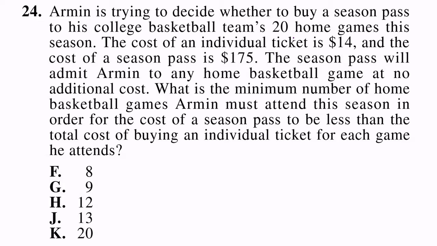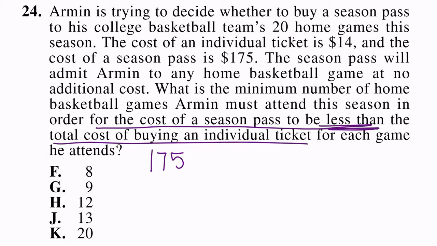In this one, we know that the season pass will cost $175. And we want to know how many games he must attend for the cost of a season pass to be less than the total cost of buying an individual ticket for each game he attends. So we want the cost of the season pass to be less than whatever he pays if he were to buy tickets individually. So we know that 175 should be less than 14 times x. X is standing in for the number of games he attends.